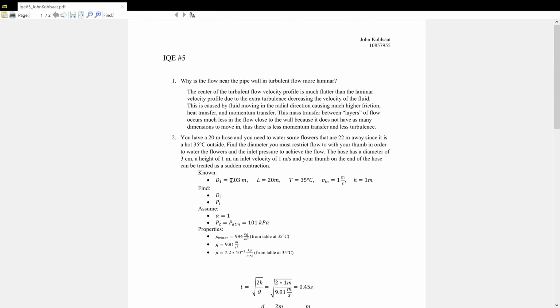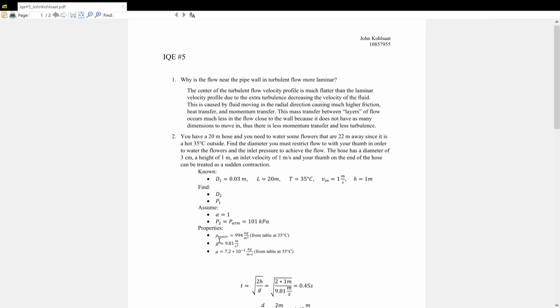So we know D1, the length of the hose, the temperature outside, the velocity in, and the height. We are told to find D2 and P1. We can assume the kinetic correction factor is 1 and the pressure P2 is equal to P_atm, which is 101 kilopascals. And then because we're at 35 degrees, we can go to the water property tables and get density of water and viscosity of water, and g is 9.81.